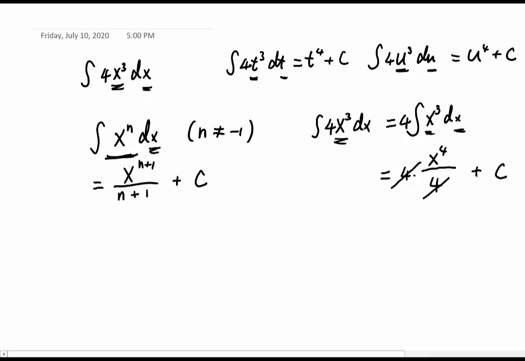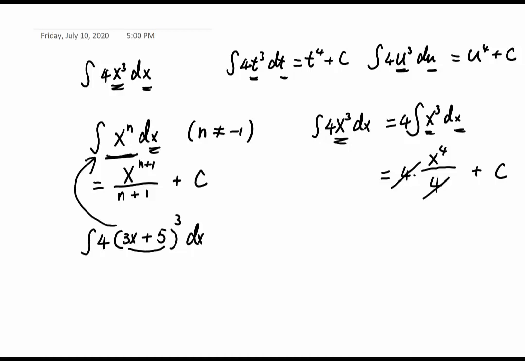Let's change the problem a little bit. Let's say I have the integral with a constant 4 in front, but we're going to change our base right now. So the base now becomes 3x plus 5. The question is, can we still apply our basic integration rule, or the formula we have here, to solve this?